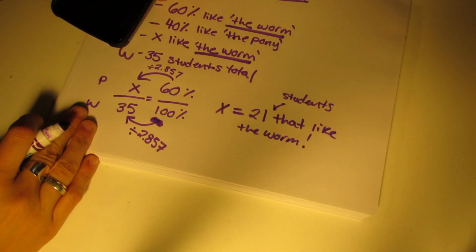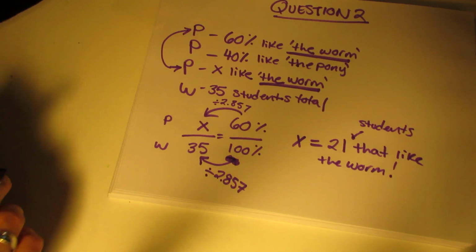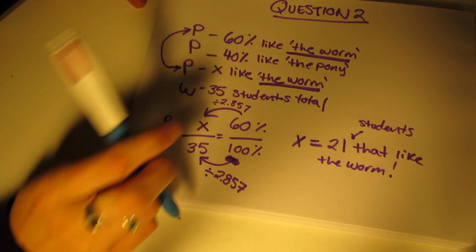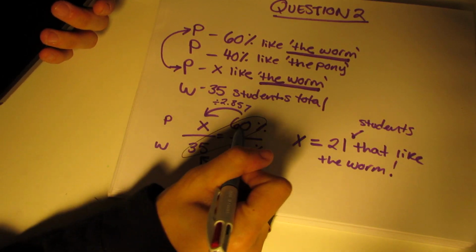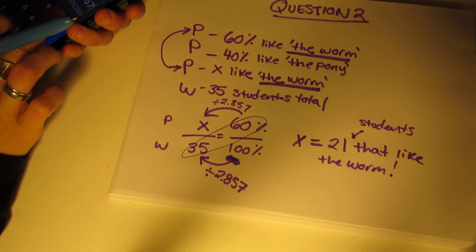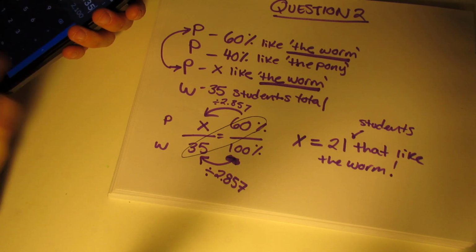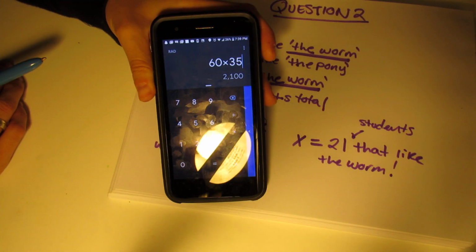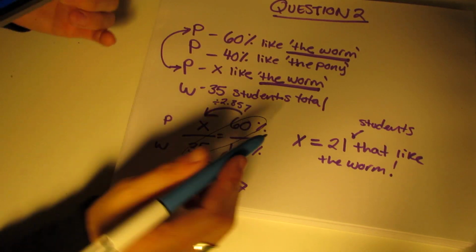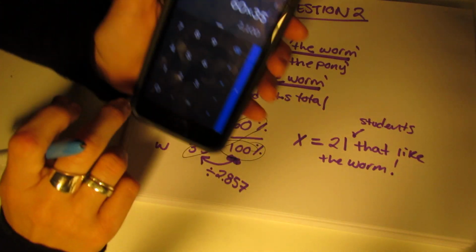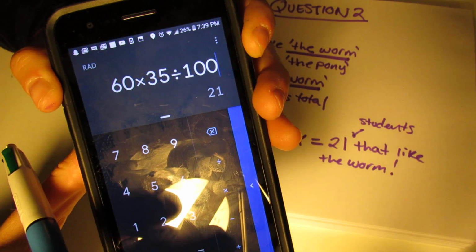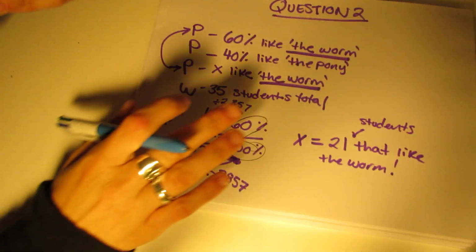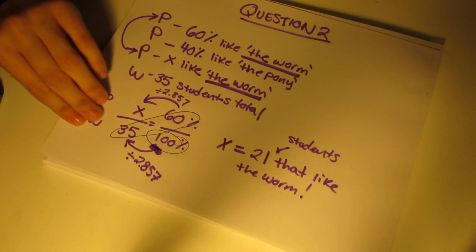Perfect. And you can take that a step further and check yourself with cross multiplication. If I multiply the two numbers that are across from each other, 60 and 35, I should get, and you guys can work along with me, you should get 2100. Okay, then I'm going to divide that number by 100. So 2100 divided by 100 gives you 21. We were correct. Okay, let's move on to question 3.